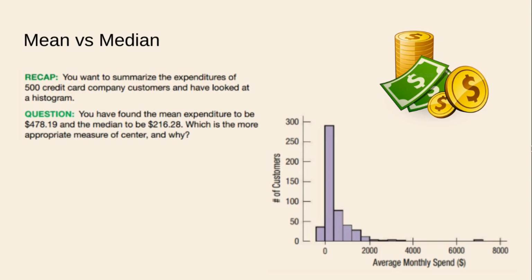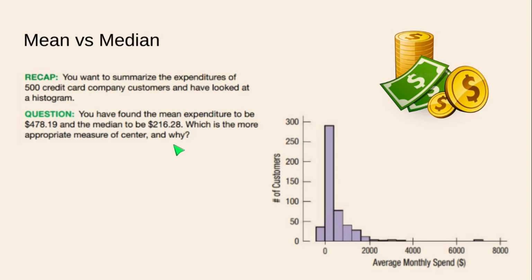More with mean versus median. You want to summarize the expenditures of 500 credit card company customers and have looked at a histogram. Here is that histogram, of course. You have found the mean expenditure to be $478.19 and the median to be $216.28. Which is the more appropriate measure of center and why?